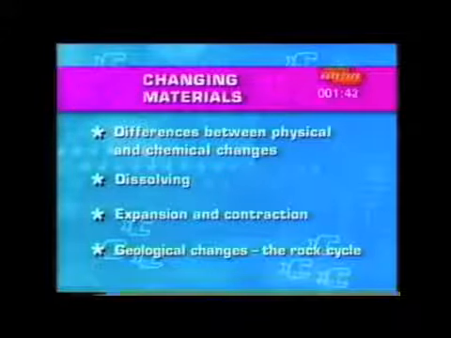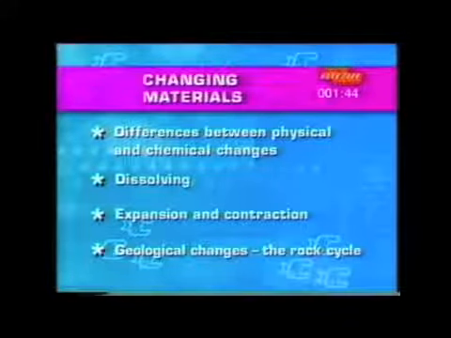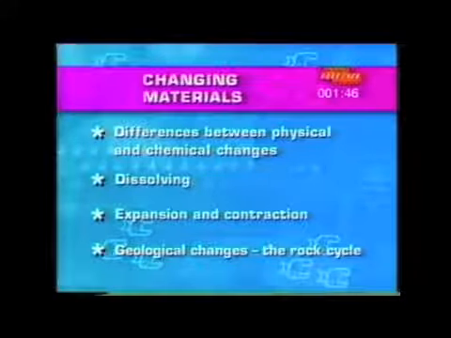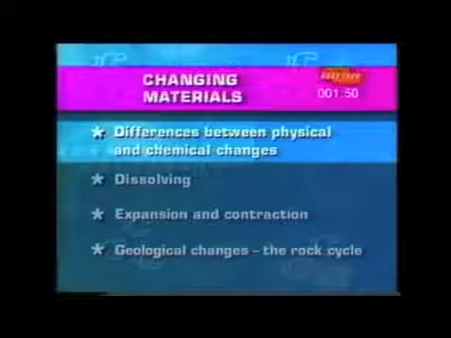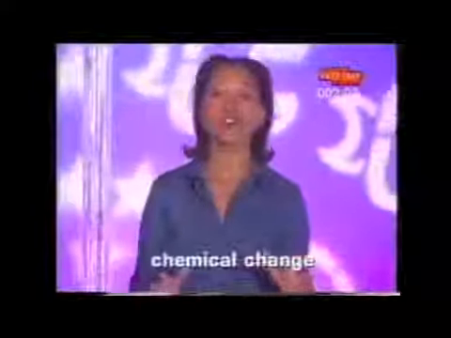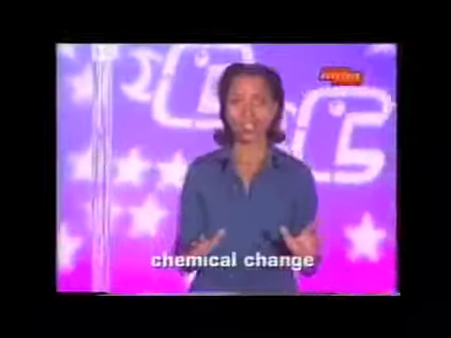This unit will cover changing materials, and the first section will look at differences between physical and chemical changes. In chemistry, it's really important to sort out the differences between physical and chemical changes that happen to materials. So let's look at chemical change first. Chemical change is when a new substance is formed.